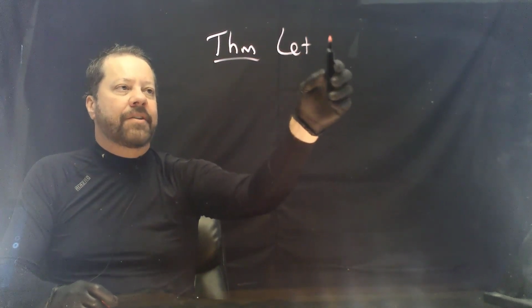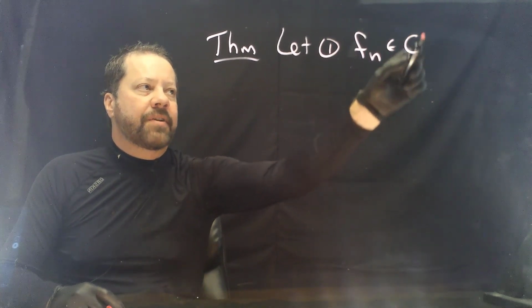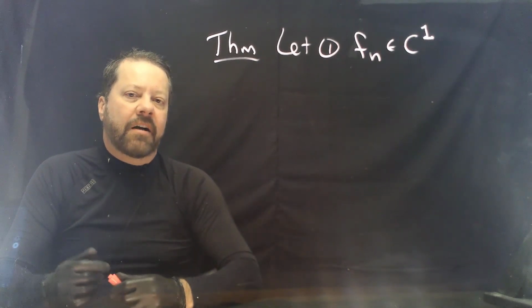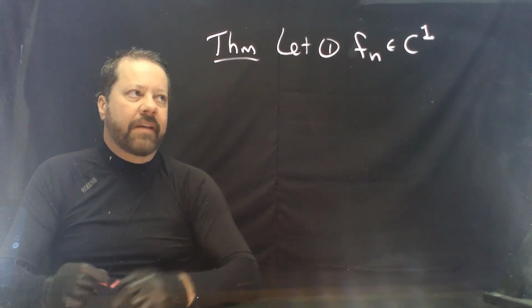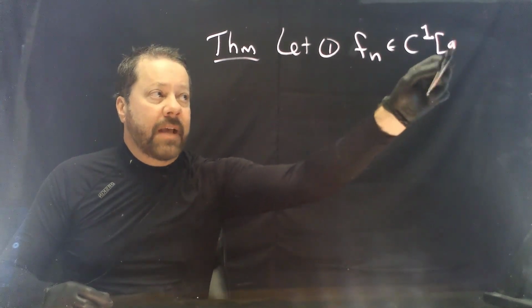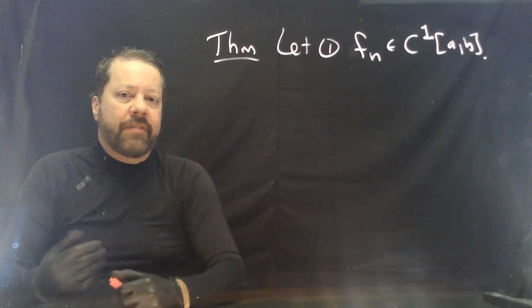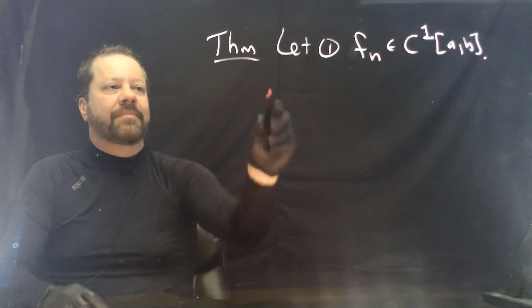Suppose that we have functions fn. Let's suppose that these functions are C1. Remember that functions are C1 if they are continuously differentiable. They're differentiable on the given interval. Let's suppose our interval is AB, and the derivative exists, but the derivative is also continuous on that interval.